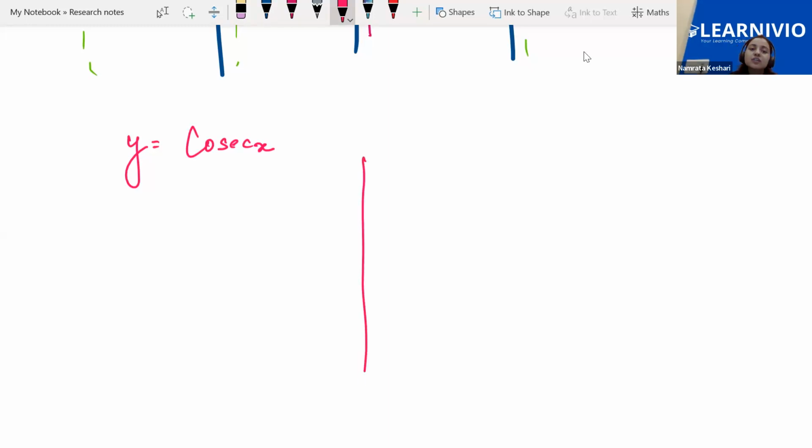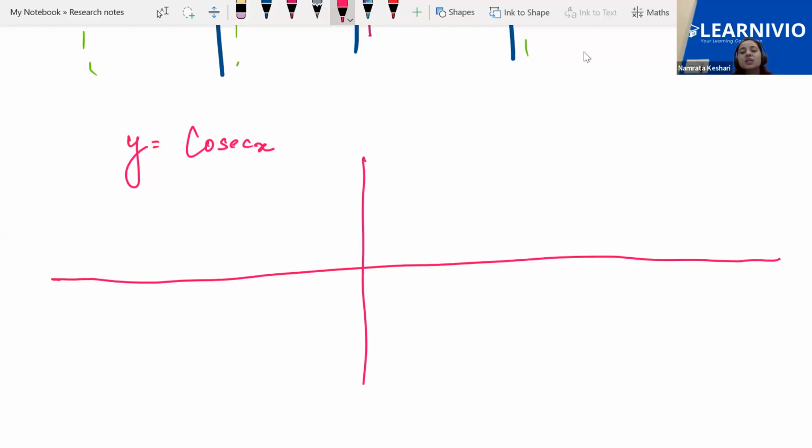Now the graph of cosec function and sec function. y is equal to cosec theta. We know cosec is the reciprocal of sine. So will the graph of sine help us make the graph of cosec? Let's see that. Cosec is 1 by sine. Now you tell me, what are those points where the function cosec is not at all defined?